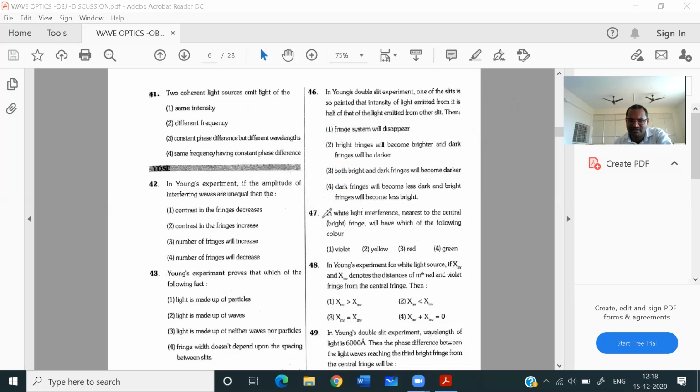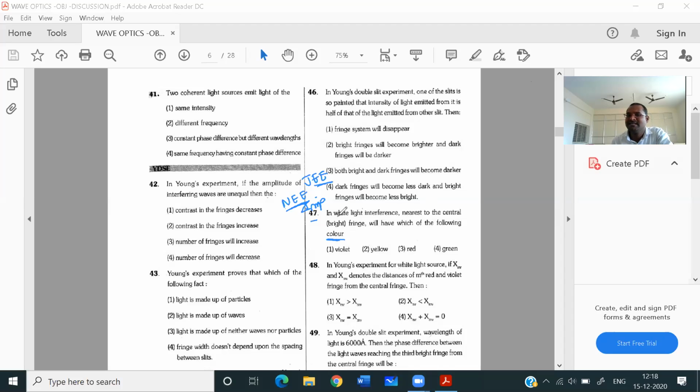Next, question number 47. In white light interference, the fringe nearest to the central fringe will have which of the following colors? This question is important, repeated many times for both NEET and JEE. See, students will make a mistake here. They are not asking which color maxima will form or which color minima will form. They are asking just which color will form. Clear? Okay.